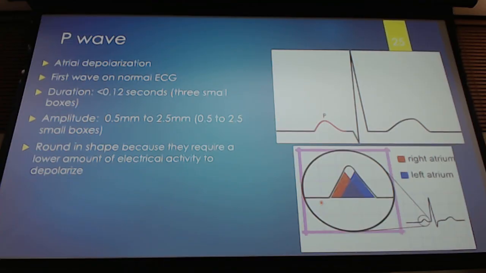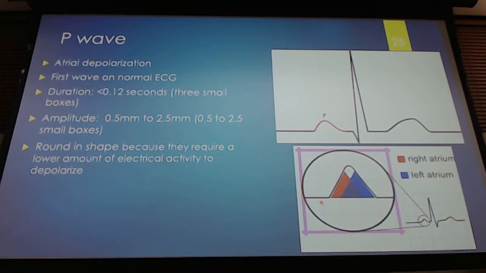Time is horizontal. So 3 small boxes going across the horizontal axis. And then the amplitude for the P wave is typically between 0.5 millimeters and 2.5 millimeters. So half of a small box all the way up to 2.5 small boxes. Not big boxes, that's 5. Half to 2.5 small boxes. And remember that the P wave represents depolarization of the right and left atrium.